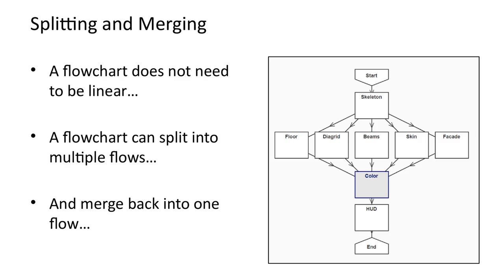A flowchart can have multiple nodes. And the nodes do not necessarily need to be arranged into a linear order. Flowcharts can split, linking one upstream node to multiple downstream nodes. And flowcharts can merge, linking multiple upstream nodes to one downstream node.